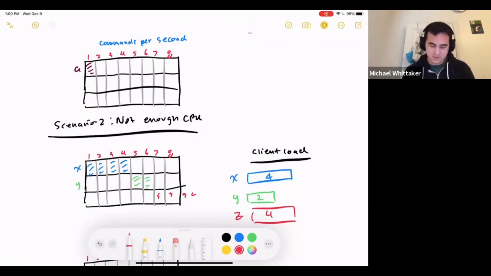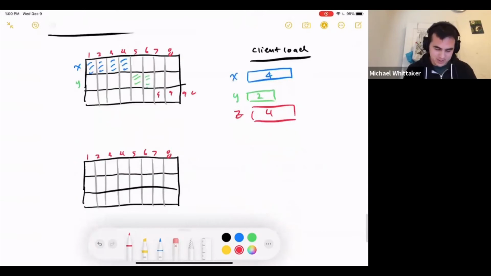So what am I going to do? I have to get another machine, right? This is the second scenario. If I have another machine, then I can offload Z to this machine, no problem. Okay, so if I either have too many keys or I have too much load, I have to get another machine.